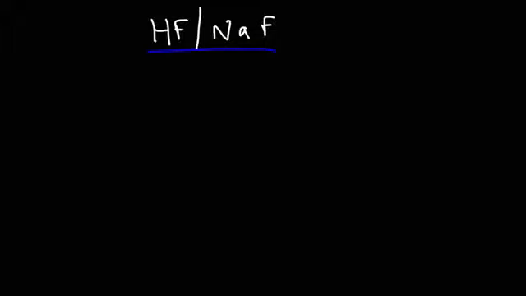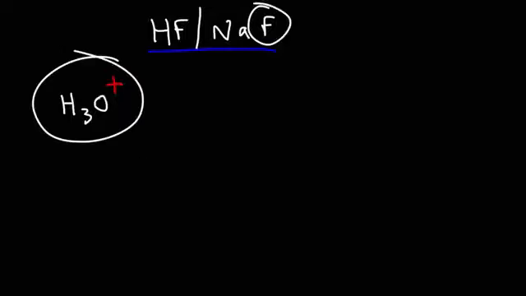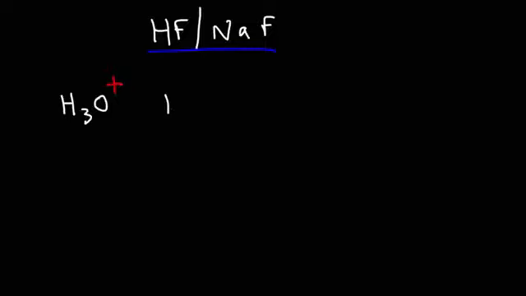If we were to add acid to this solution, let's say hydrochloric acid, instead of HCl, let's use H3O+. So if we were to add acid, or anything that would increase the H3O+ concentration, the acid is going to react with the weak base component of the buffer solution. So it's going to react with fluoride. And so we're going to get HF and water.